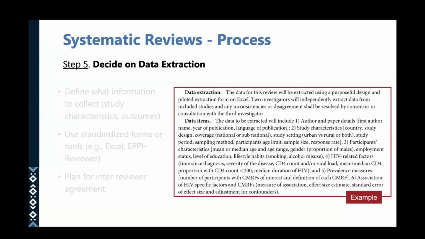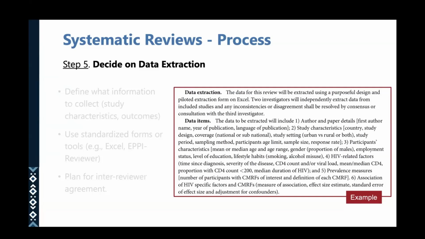It's not correct. So further, we said two investigators will independently extract data from included studies, and any inconsistencies or disagreements shall be resolved by consensus between those two reviewers or consultation with a third investigator. So this is how resolutions are done when two people are screening.